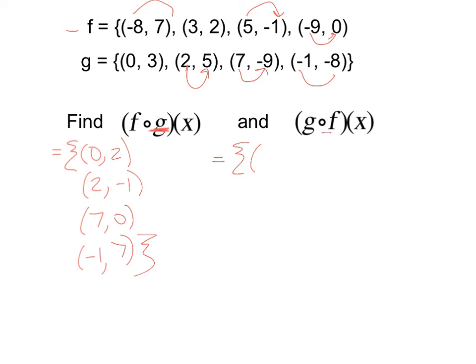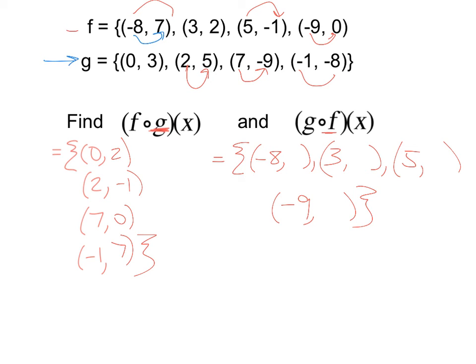So this time we're starting with our x values for f: -8, 3, 5, and -9. I'm going to do it like this so it looks a little nicer. All right, so -8 in f gives me 7. Go down to g, 7 gives me -9.